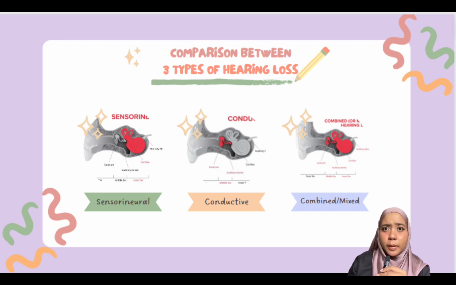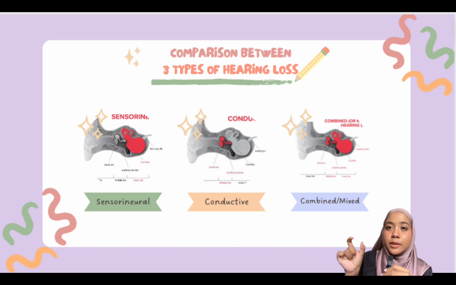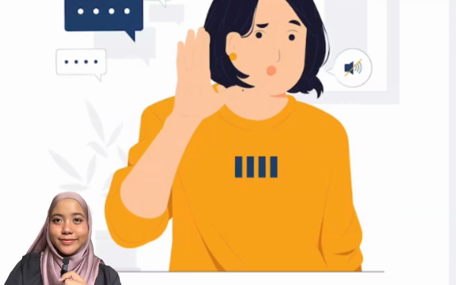So how can we compare between these three types of hearing loss? First of all, we have sensorineural. Sensorineural only has a problem with the inner part of the ear, while the second one, conductive, only has a problem with the middle part of the ear. So what do we call a combination of both sensorineural and conductive? It is our topic for today, which is mixed hearing loss. The picture behind me that is attached is going to show you the comparison.